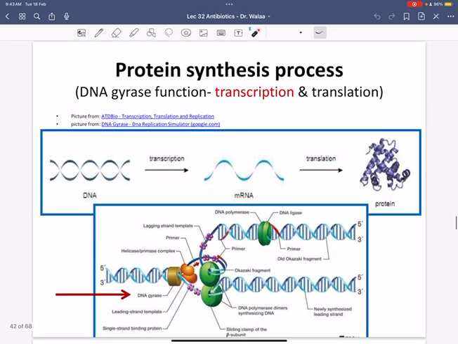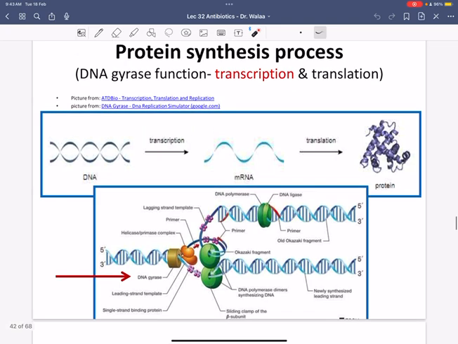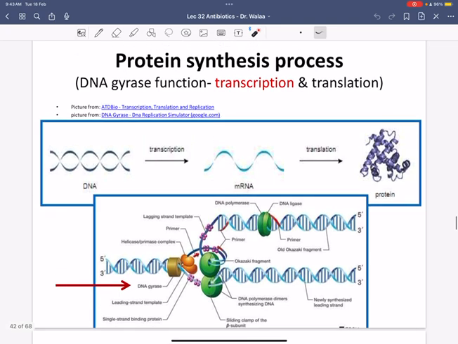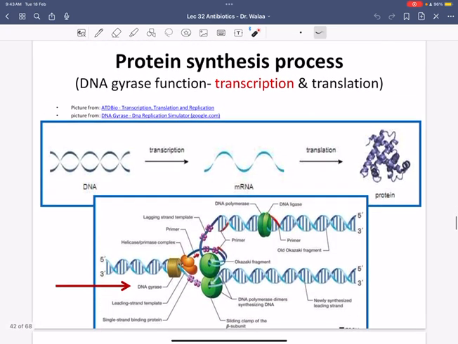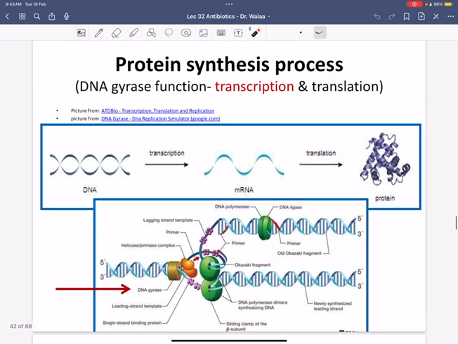Honestly, these are too complex for you, even for my level. They're too complex, I don't have a complete understanding of this figure. As we said, there are multiple mechanisms to inhibit protein synthesis, either by inhibiting the 30S ribosome or the 50S ribosome. Some act on the DNA gyrase. This is another mechanism to inhibit DNA synthesis.